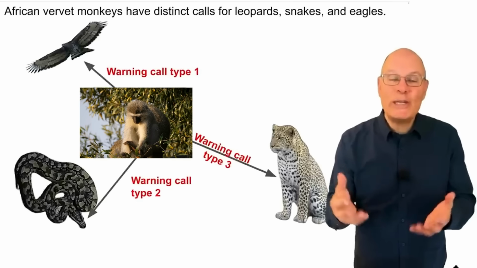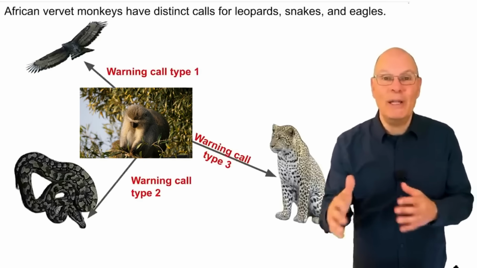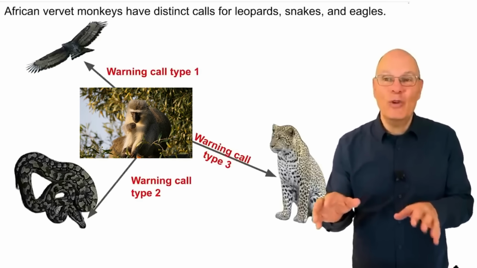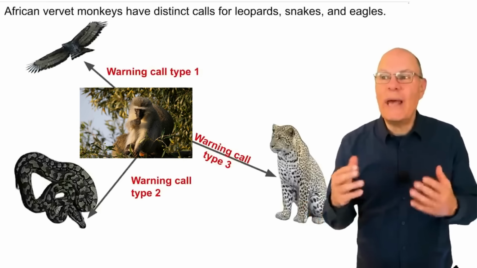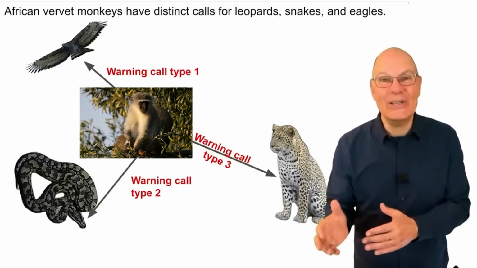Note that these predator warnings are not unique to the Belding's ground squirrel. African vervet monkeys, which are primates like us, have distinct calls for leopards, snakes, and eagles.